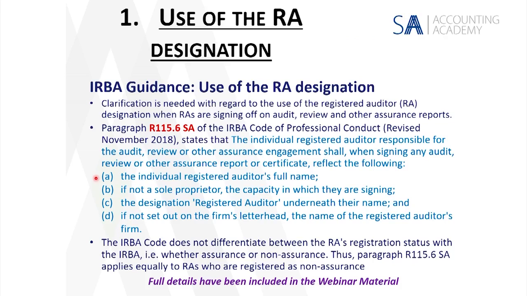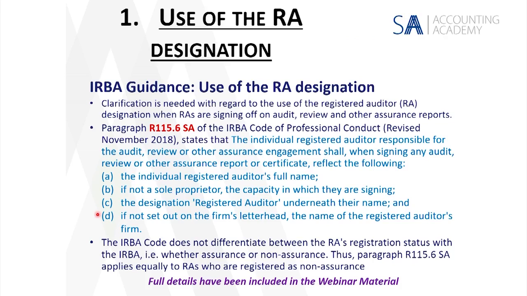So if you are the sole proprietor, you don't have to put there sole practitioner or sole proprietor. You don't have to. The third one you've got to include is the designation RA underneath your name, because you are signing this in your capacity as registered auditor. And lastly, if it's not set out on the firm's letterhead, then the name of your audit firm as well. So, I mean, nine out of ten times it's on your letterhead. I mean, mine is all the time. So I would not need to do that.